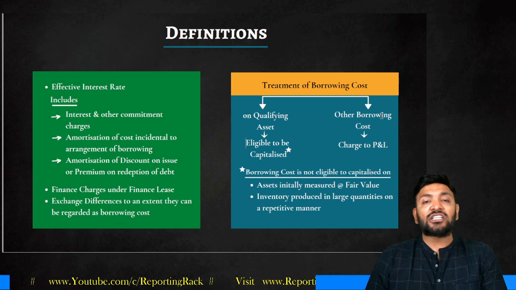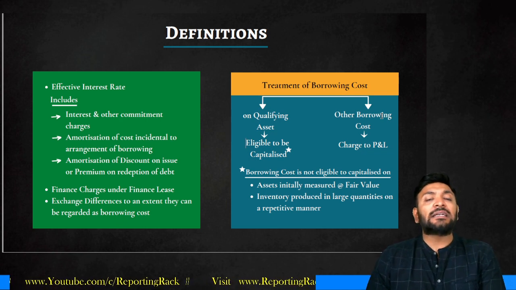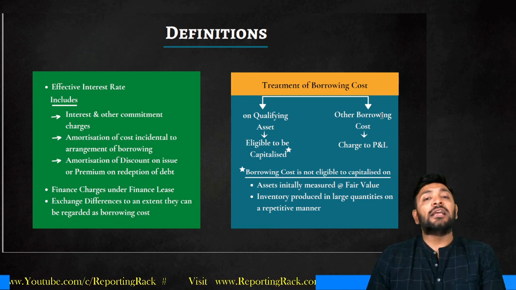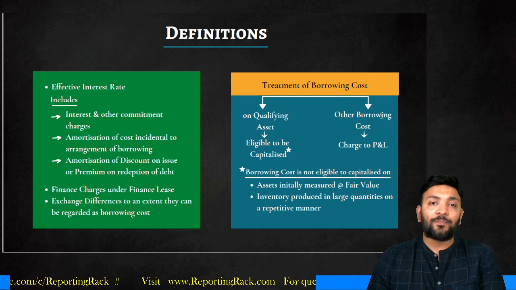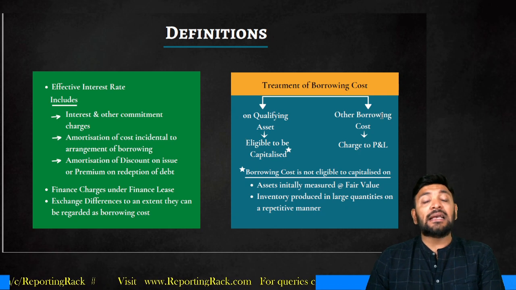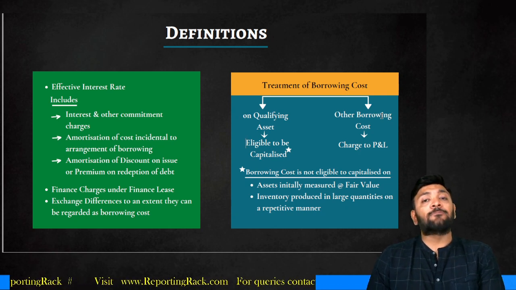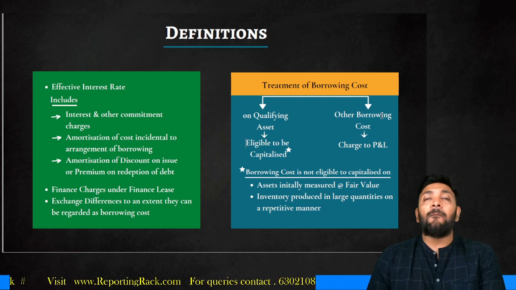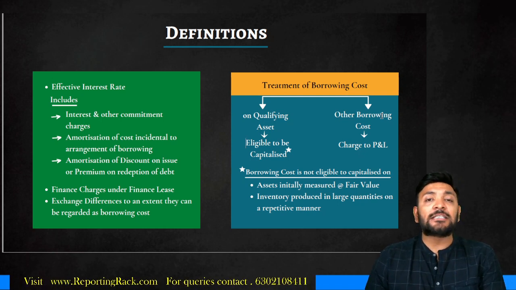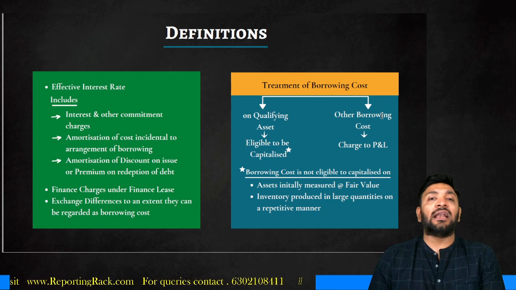So my intention is, the borrowing cost objective of Ind AS 23 is to allow capitalization of borrowing cost on a qualifying asset. What is a qualifying asset? An asset which necessarily takes a substantial period of time to get ready for its intended use or sale. However, the word substantial period is not defined under Ind AS 23.